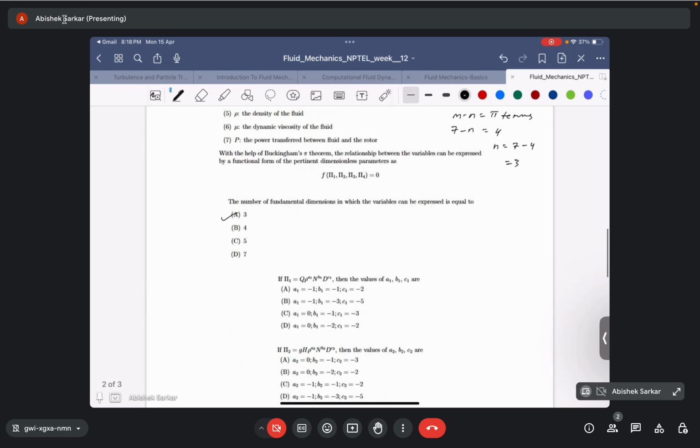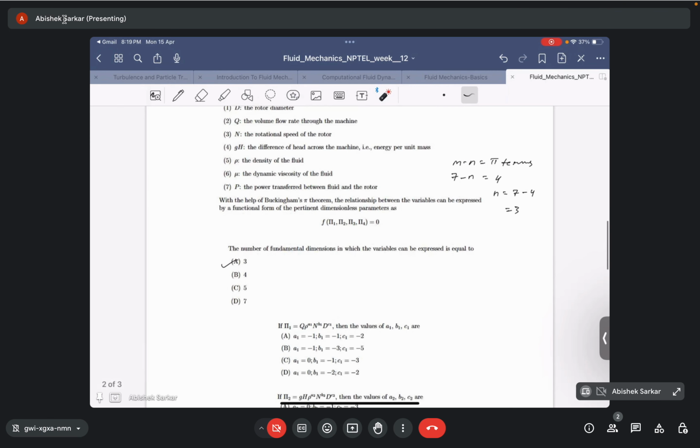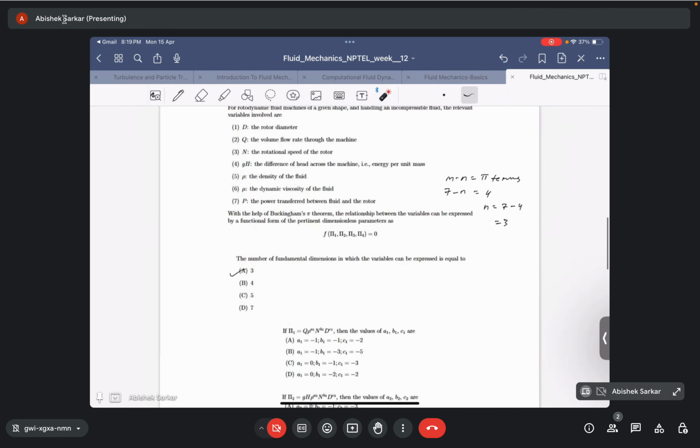So second question is, if pi 1 is q rho a1 n b1 d c1, then the value of a1 b1 c1 are? So they have also given us a hint of the repeating parameters to be chosen. The repeating parameters that they are going to choose are the density of the fluid, the rotational speed of the rotor, and the diameter of the pipe.